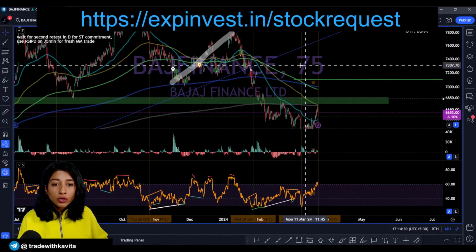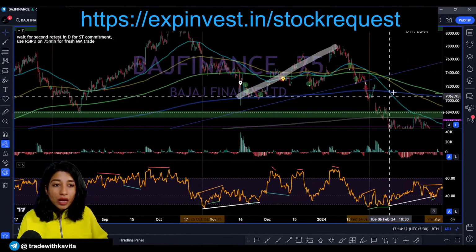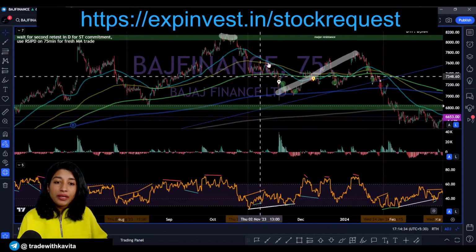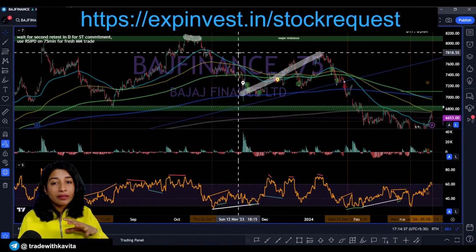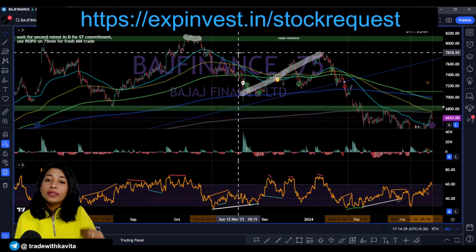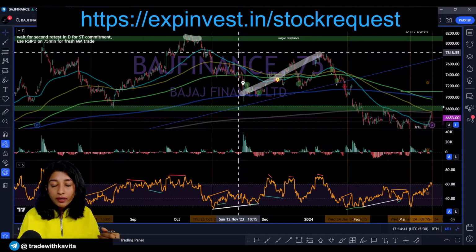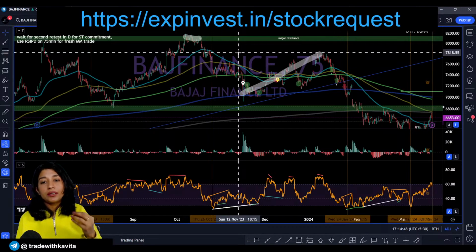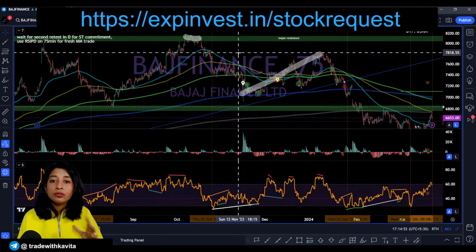What I want you to do is look at the RSI. Because the 75-minute time frame is a lower time frame than the daily time frame, it is naturally more sensitive to price action, right? As you go lower and lower, the sensitivity to price action increases. So when we study the 15-minute, the 3-minute or the 5-minute, they are way more sensitive to the price action tops and bottoms.